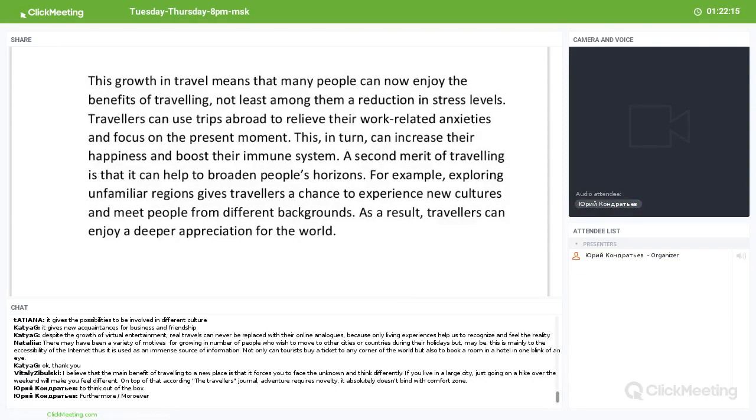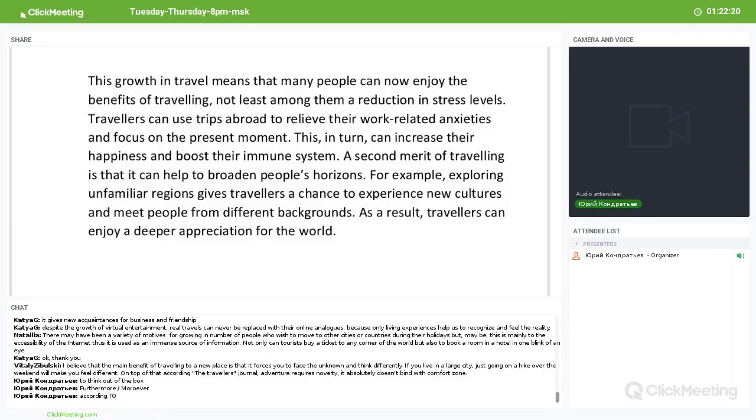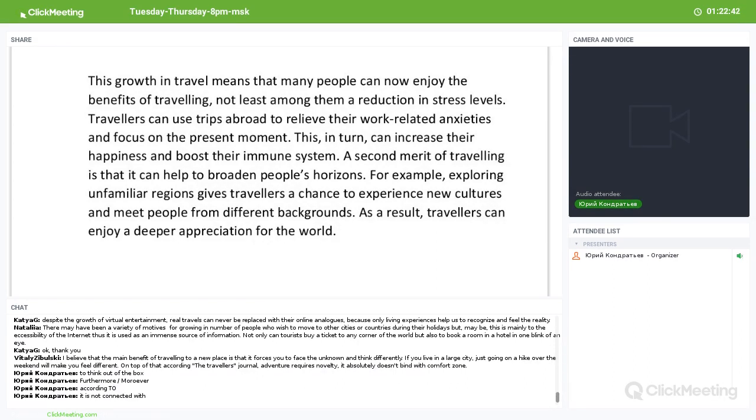According to The Traveler's Journal, adventure requires novelty. It absolutely doesn't bind with comfort zone, or it is not connected. Okay, and then don't use contractions like doesn't, use does not. It is not connected with, or maybe it has got nothing to do with, it's also spoken. Right. So if there are any other variants, please write them in the chat box.